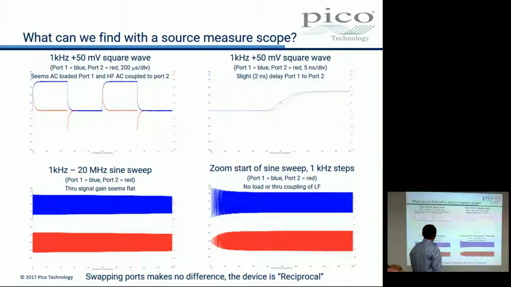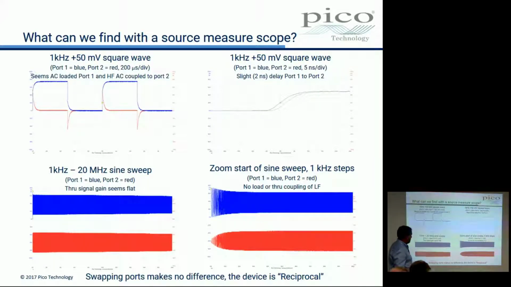Interesting. It doesn't wholly tell me what it is. So I then put a sine sweep in. This is a kilohertz to 20 megahertz sine wave sweep, 20 megahertz at this end, and this is the output.